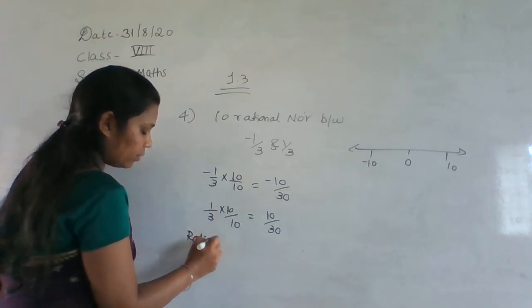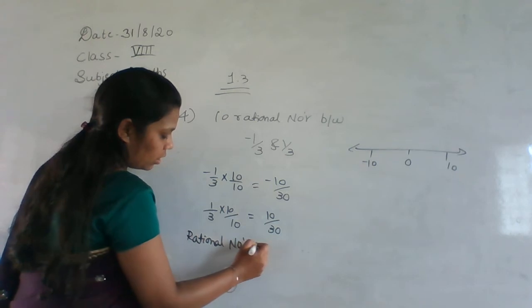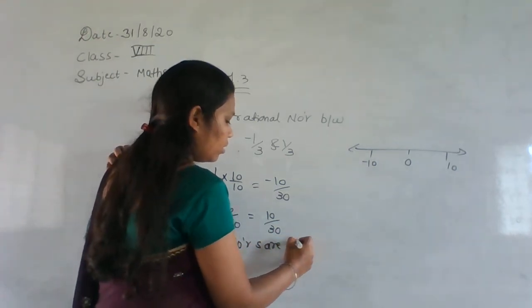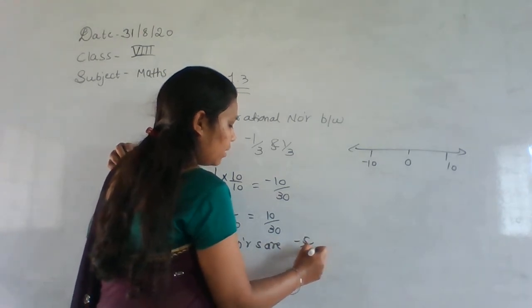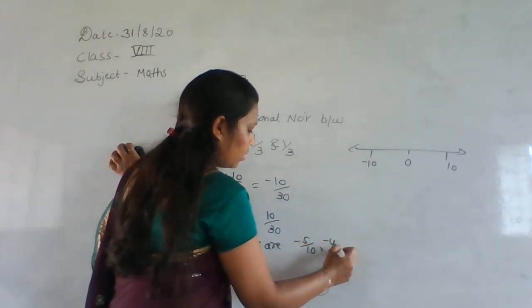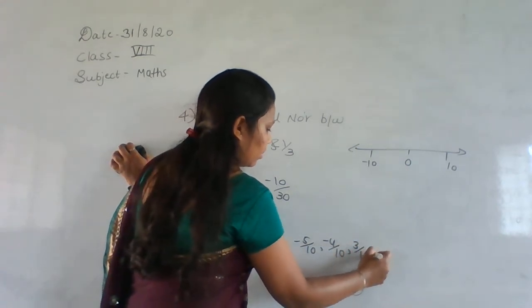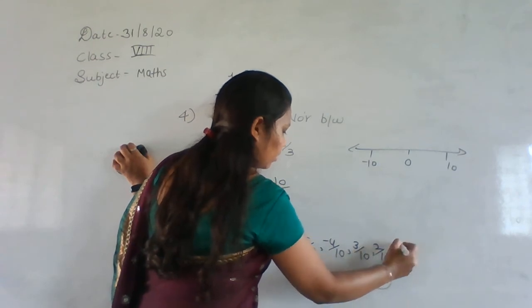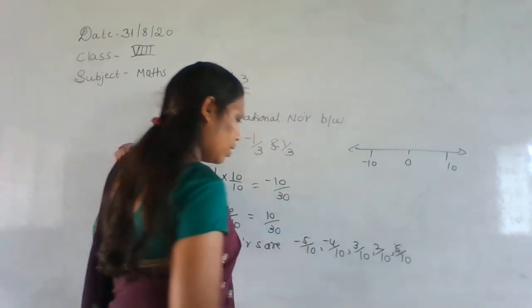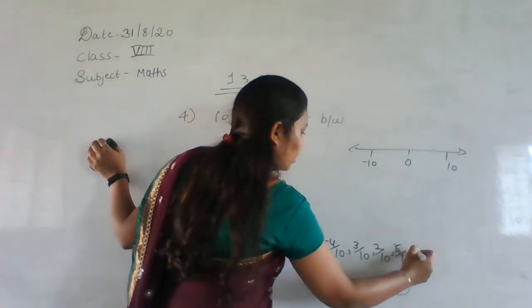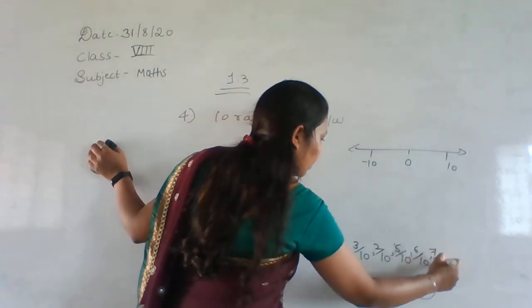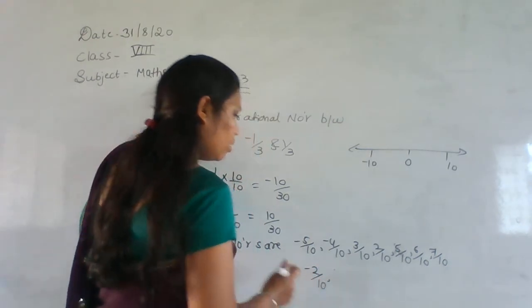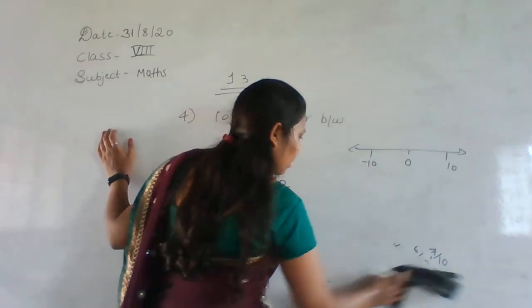Rational numbers are: minus 5 by 10, minus 4 by 10, and 3 by 10, 2 by 10, next 3, 4 by 10 or 5 by 10. Okay. Next take 6 by 10, 7 by 10, minus 2 by 10. Otherwise write the same thing.